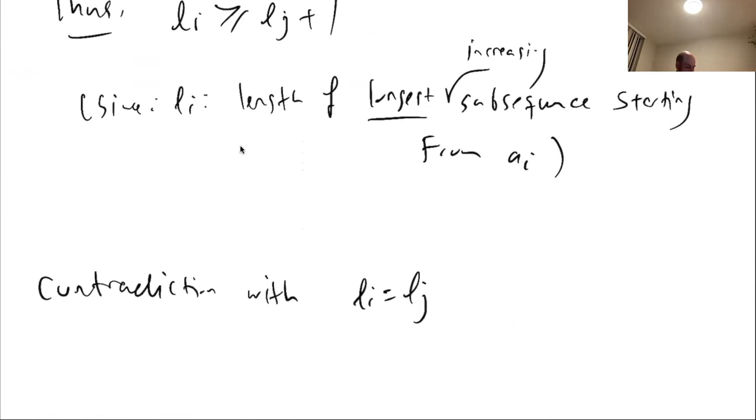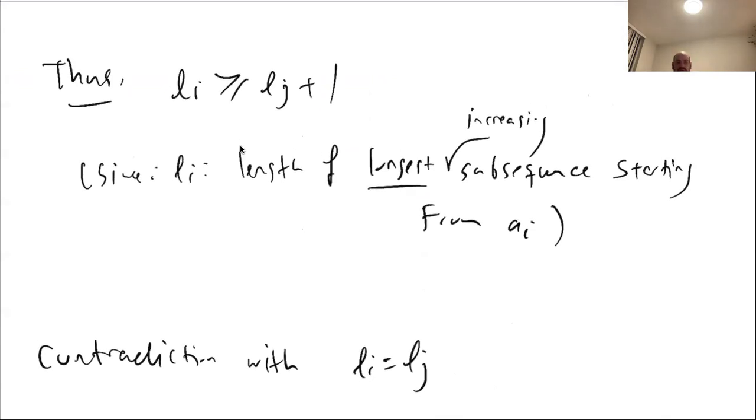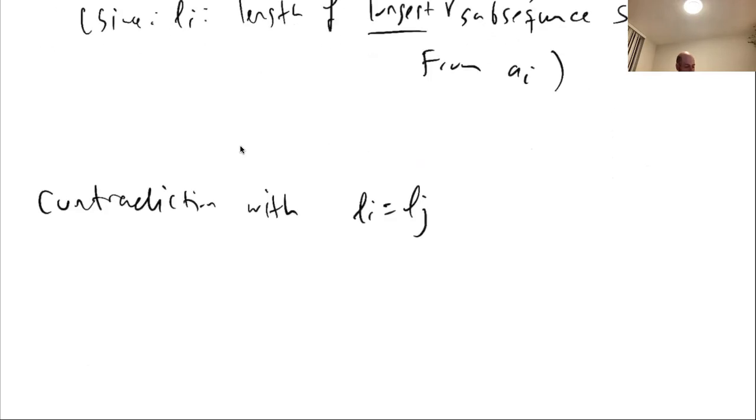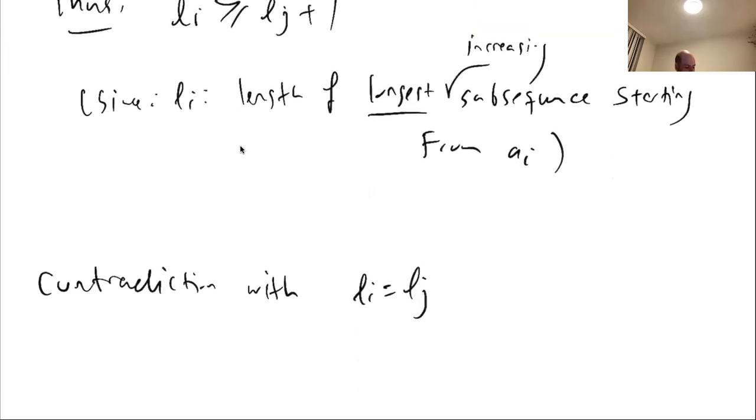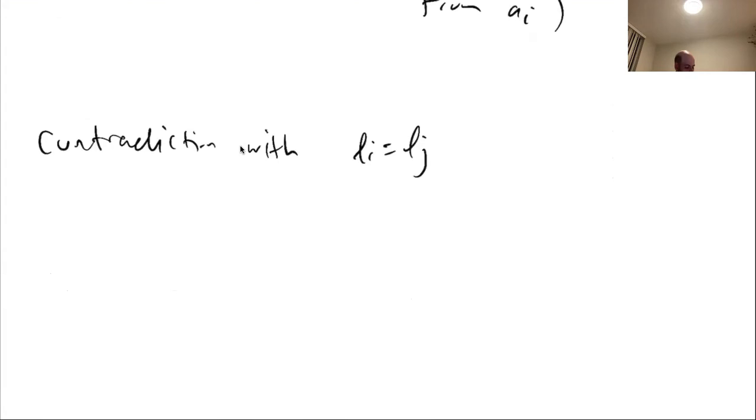Remember, we were supposed to have Li equals Lj here. So if Li is equal to Lj, how come Li is bigger than or equal to Lj plus 1? If two numbers are equal, of course, one number cannot be bigger than or equal to the other number plus 1, right? If Li is bigger than or equal to Lj plus 1, Li will be bigger than Lj. But I concluded that Li must be equal to Lj before this. So this is contradiction with this.